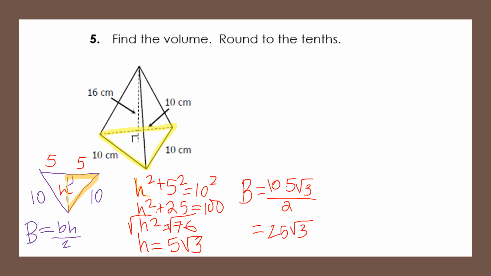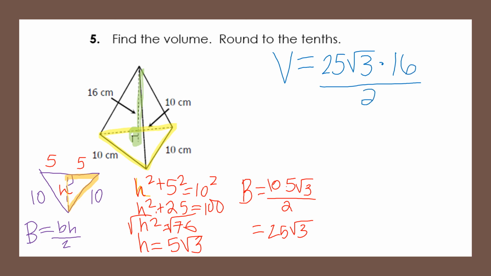But now that we have the area of the base to find the volume, we take that area of the base, which is 25 root 3, we multiply it by the height of the pyramid. Again, the height of the pyramid must be perpendicular to the base. So if we are looking at the dashed line, you can see right here, it's perpendicular to the base. So that 16 is the height. So we're going to do 25 root 3 times 16 and then over 3, not 2.